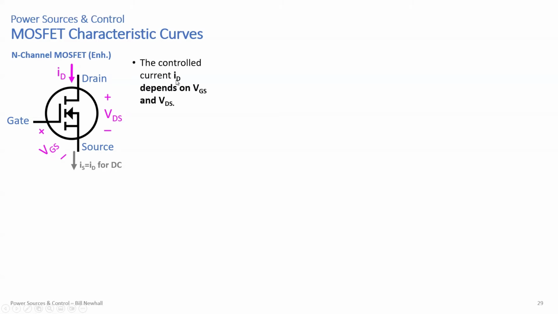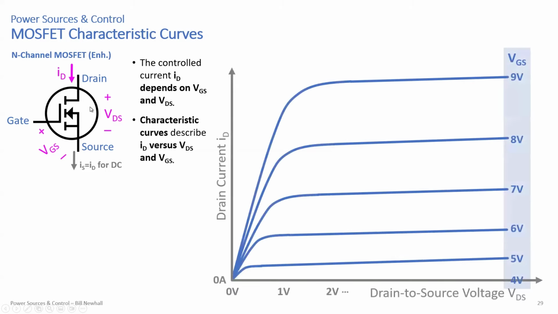The controlled current ID depends on not just VGS, that gate to source voltage, but also VDS. So here we're bringing VDS into it. When you have current flowing, ID flows into the drain and out of the source. So IS equals ID in this case. That's why we're just concerned with ID, not IS, at this point with this configuration. Characteristic curves describe the drain current ID versus those two voltages, the drain to source voltage and VGS. This is a cartoon, and I'll show you a real one. This is a cartoon of characteristic curves, nicely spread out so we can interpret them for a MOSFET.